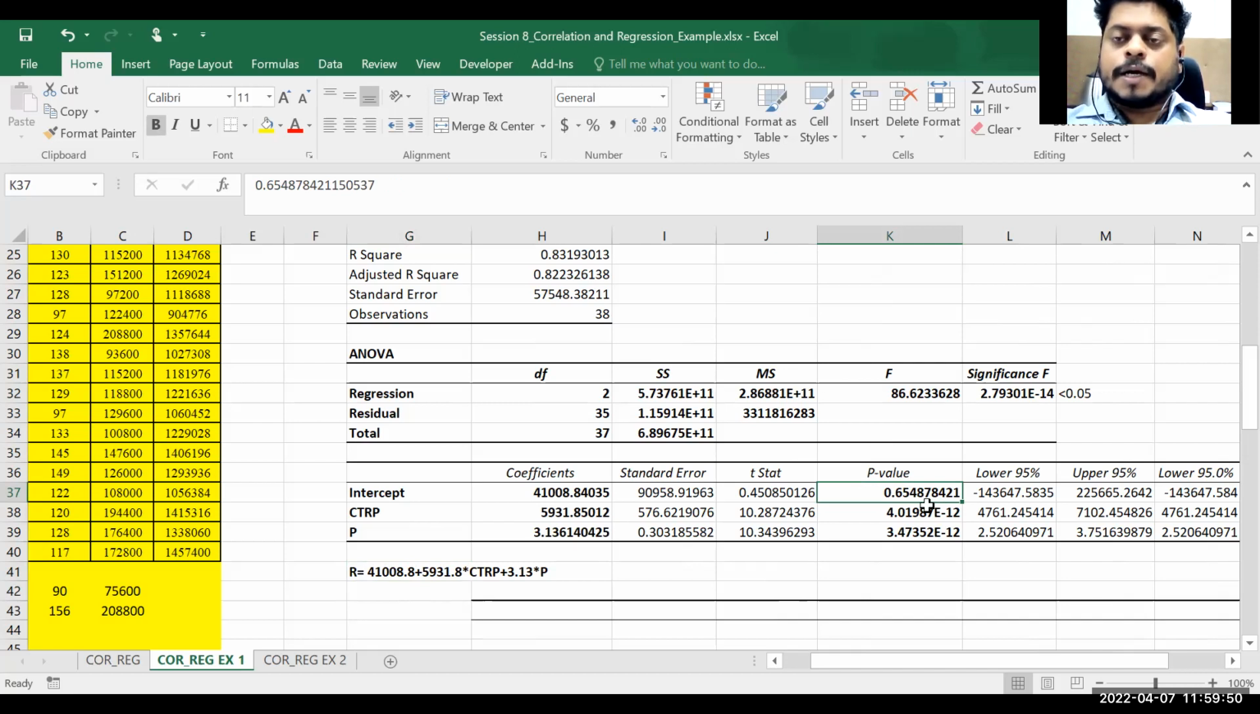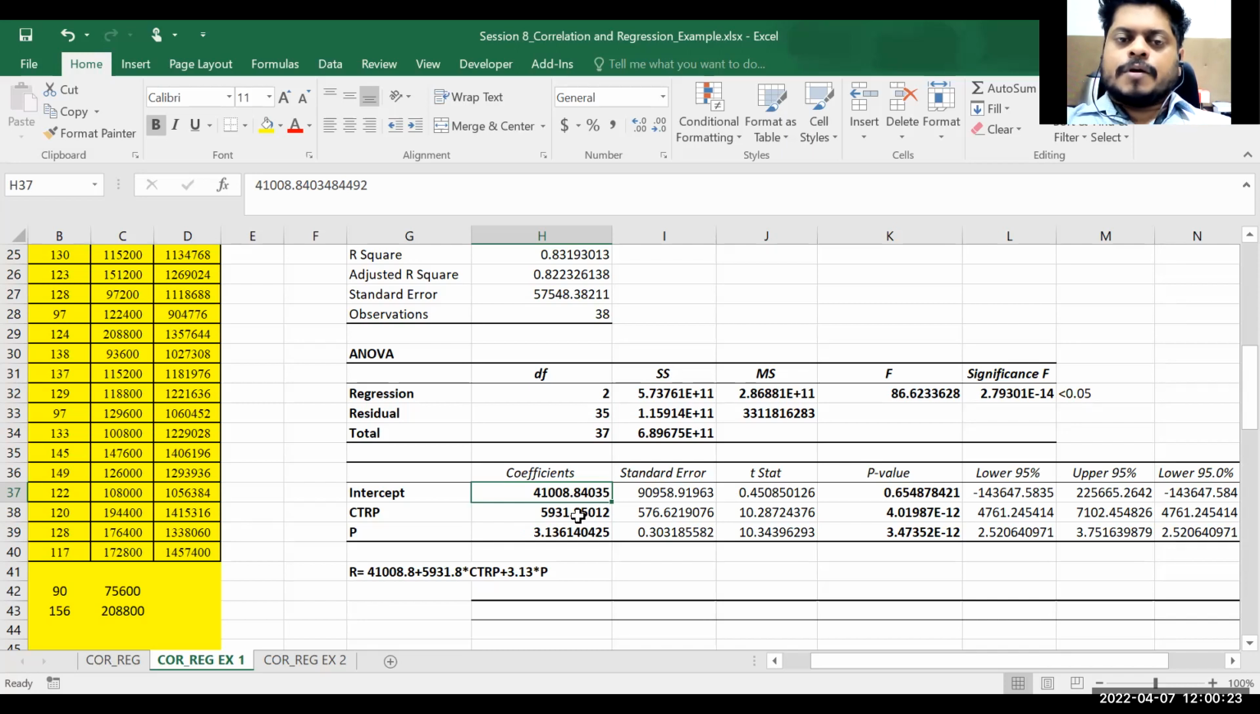If I take another sample, I do not have confidence in this value, 41,008. Generally we do not put a lot of weightage on the intercept. But if the p value was less than 0.05, then I should have taken it. For my sample, this equation is okay, but if I take another sample, I cannot guarantee this number.